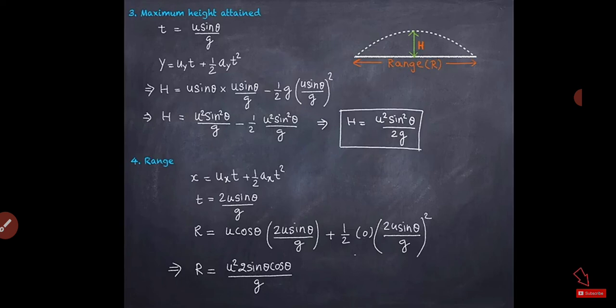So this is the expression for range. So dear students, let me recapitulate once again what we have studied today. We studied about the path of the projectile, which is parabolic in nature when it is fired at an angle theta. And second, we have studied the expression for time of flight, then maximum height attained, and then range of the projectile. All these 3 points are very important.